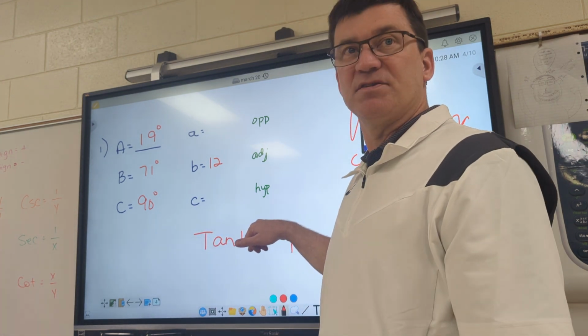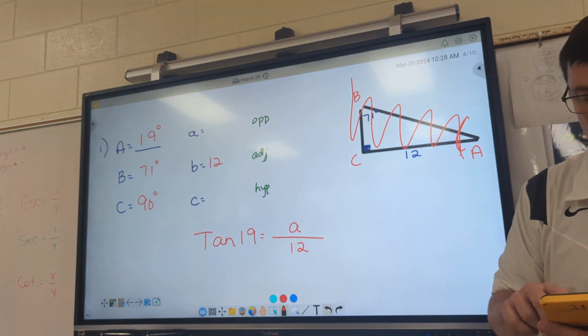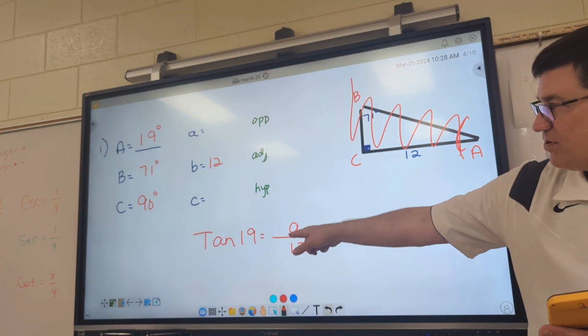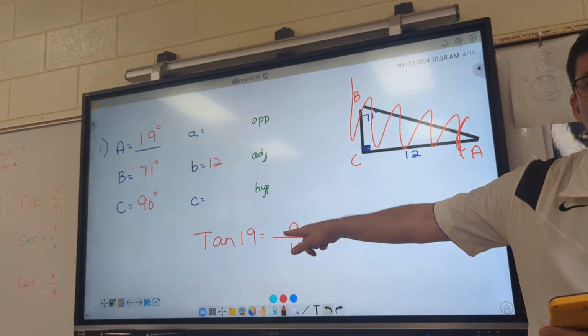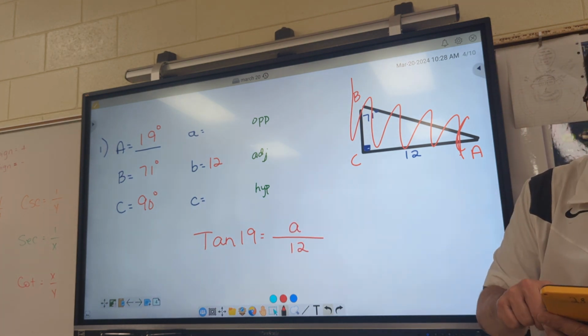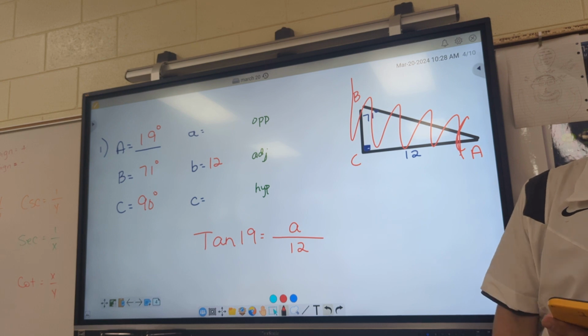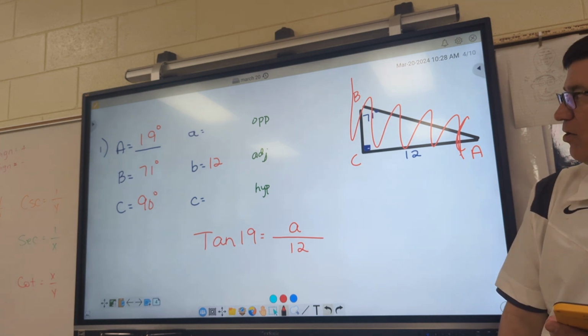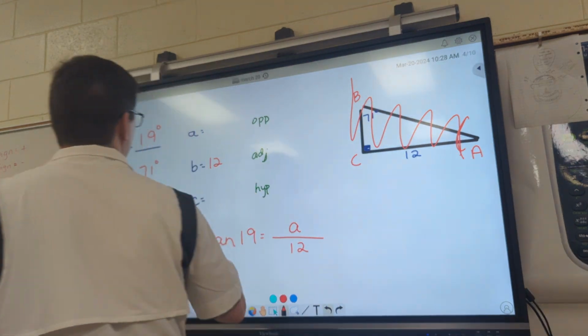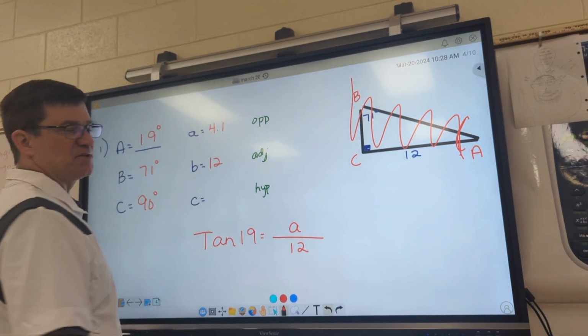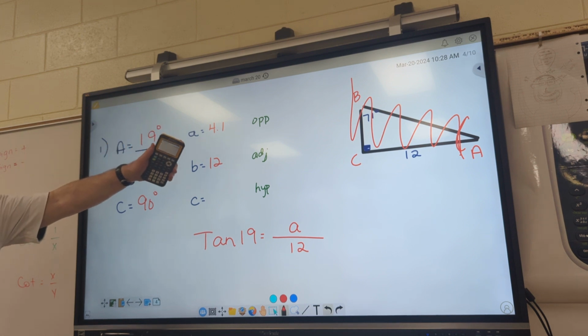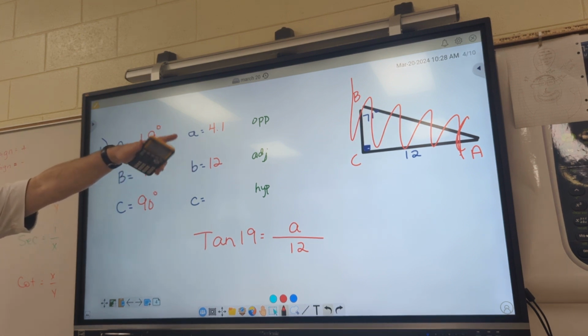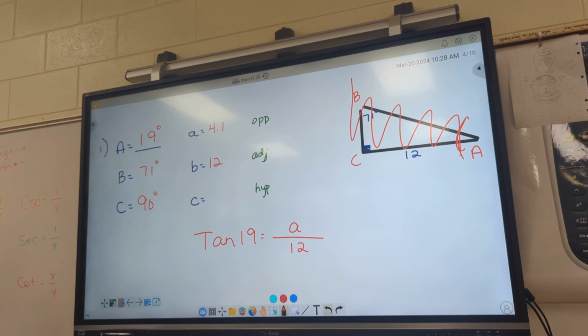Remember, we're trying to get the A by itself, so you want to move the 12 over. You're going to have to show me that. That's all that you have to show me on problem one, is that step right there with the equation. So 12 times tan of 19 is, I got 4.1. Where does that go? Goes for a. Now, the good thing about these problems, we can use our a squared plus b squared equals c squared because of the right triangle. So we got 4.1 squared plus 12 squared equals. All right, what'd y'all get after you found the square root?